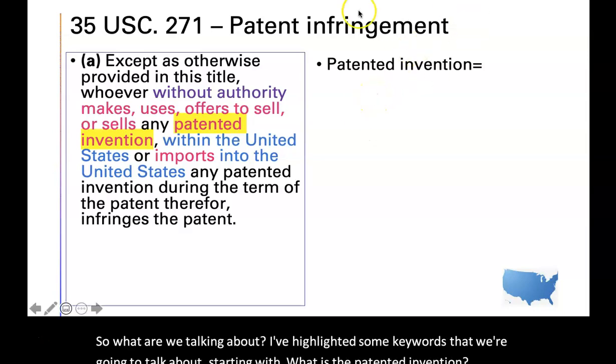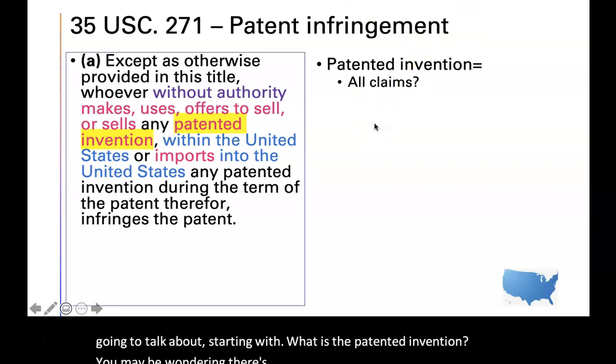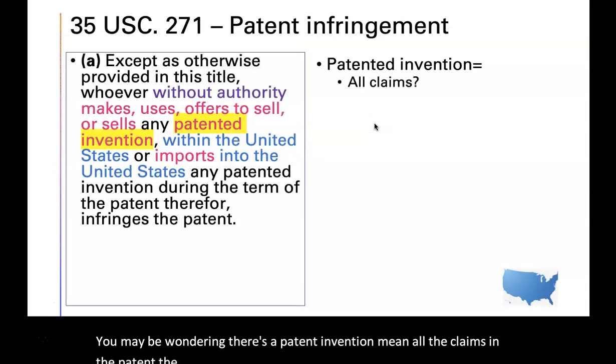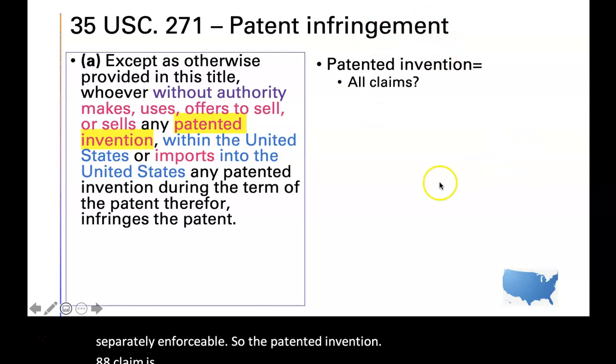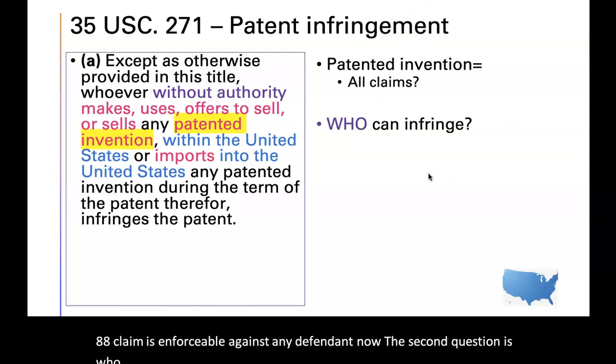You may be wondering, does a patent invention mean all the claims in the patent? The short answer is no. Each claim stands on its own and is separately enforceable. So the patent invention, i.e. a claim, is enforceable against any defendant. Now the second question is, who could possibly infringe?